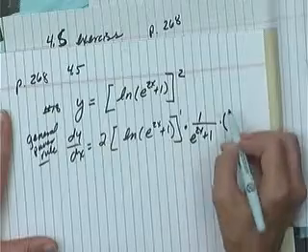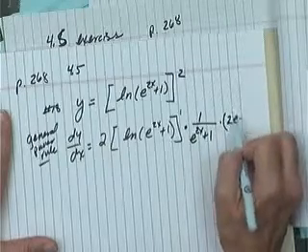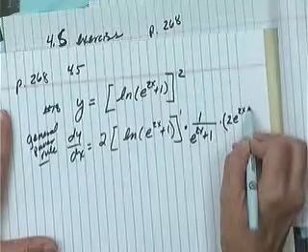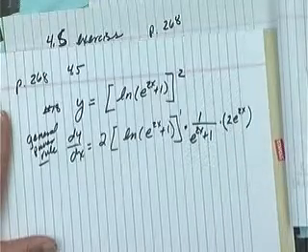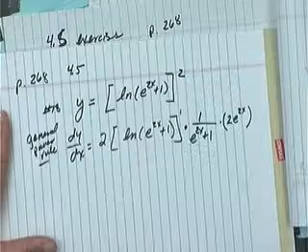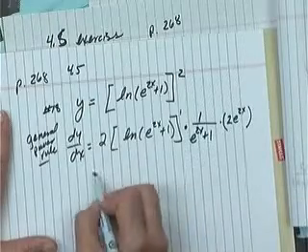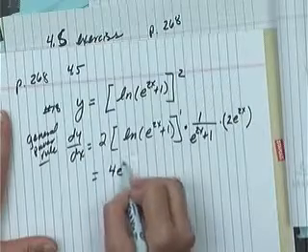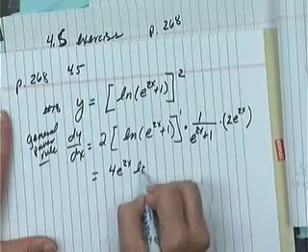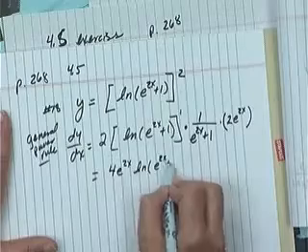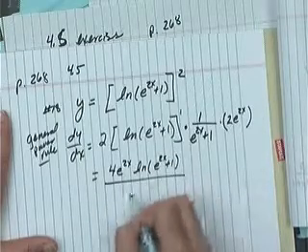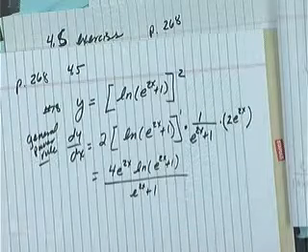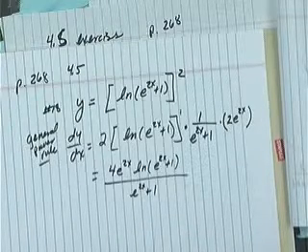And what's the derivative of e to the 2x? 2e to the 2x. And the derivative of 1 is 0. Correct? All right, if we were going to clean this up, there's really not much cleaning up to do. You just get 4e to the 2x times the natural log of e to the 2x plus 1, all over e to the 2x plus 1. There's not much you can do cleaning that up.